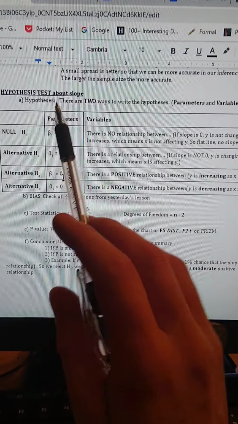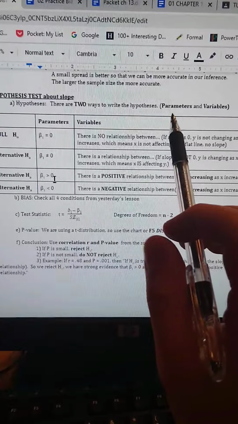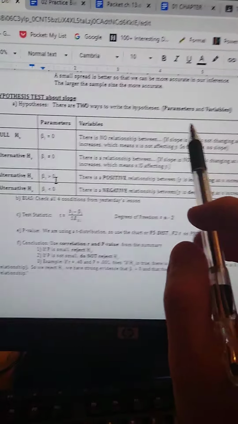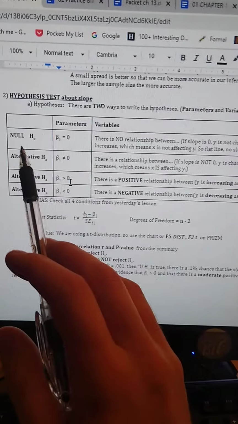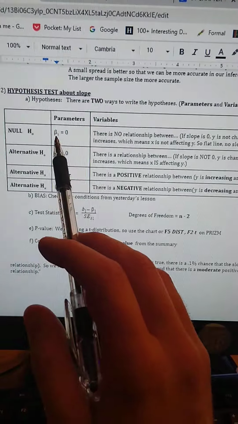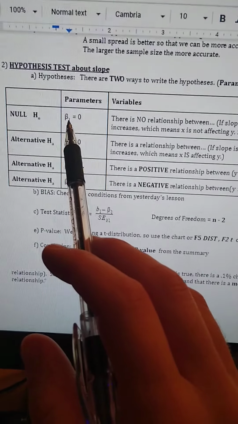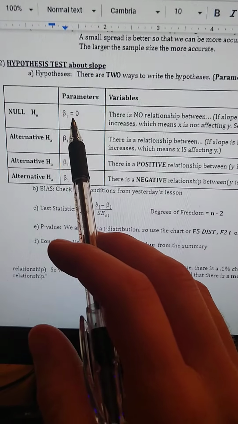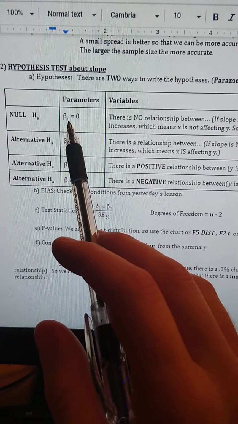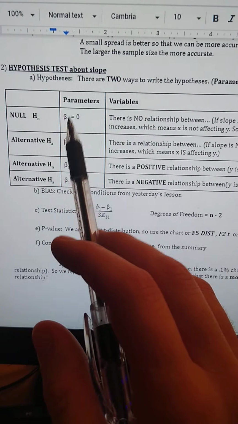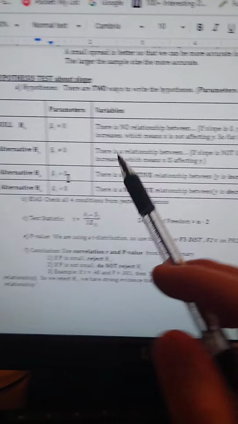Hypothesis test. When we write a hypothesis, there are two ways to write it. We're going to do parameters and variables, and we're going to do them at the same time. Null, H sub 0. Beta sub 1, the population slope, is 0. In terms of parameters, my slope, the unknown population slope, is 0.